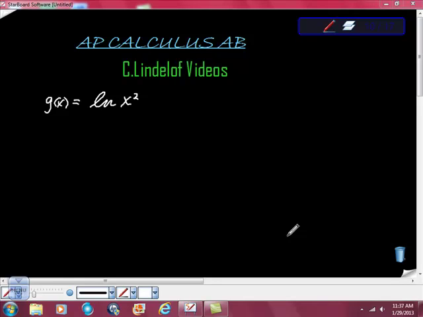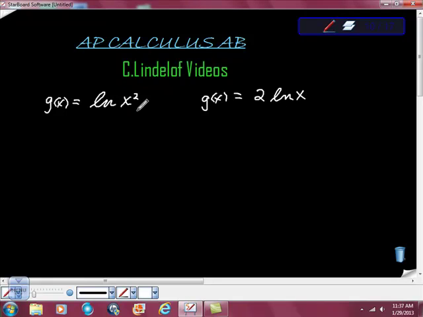Okay, AP Calculus AB, finding the derivative of logarithmic, exponential, and transcendental functions. This is logarithmic. G of x is equal to 2 ln of x. So there's two ways you could do this, isn't there?